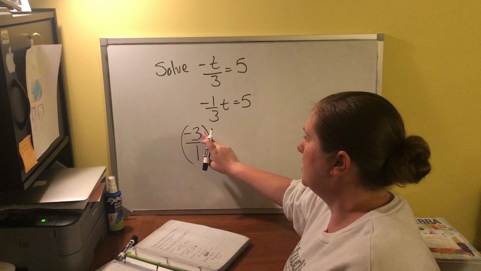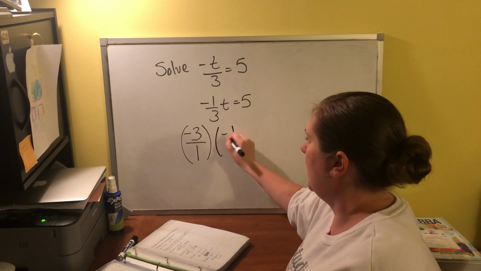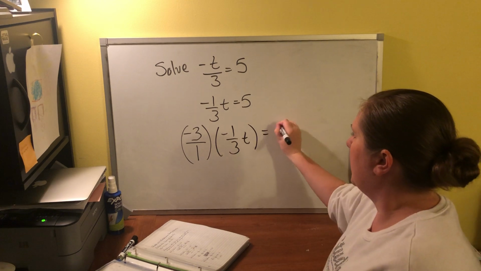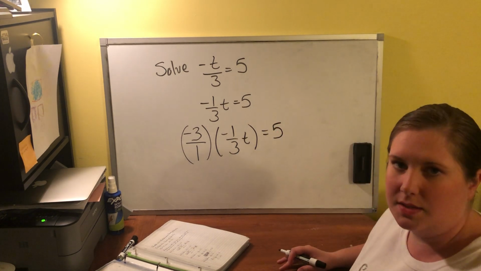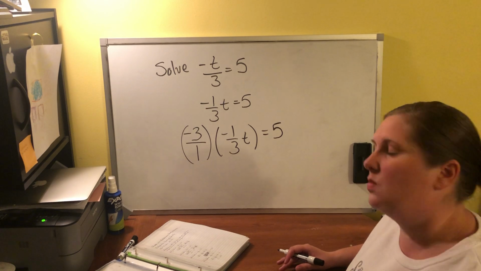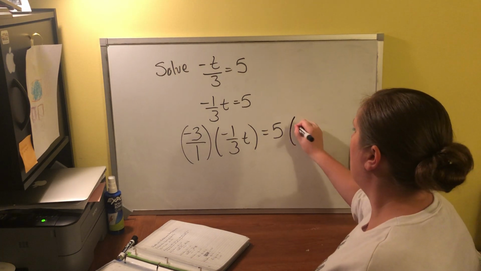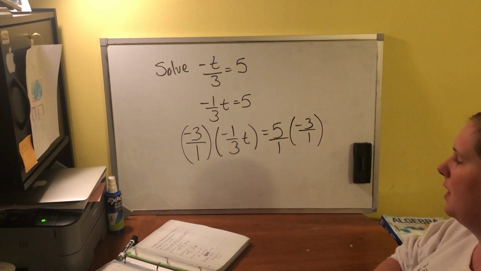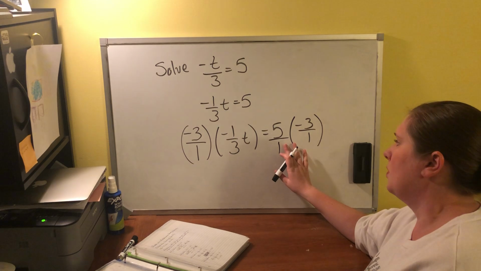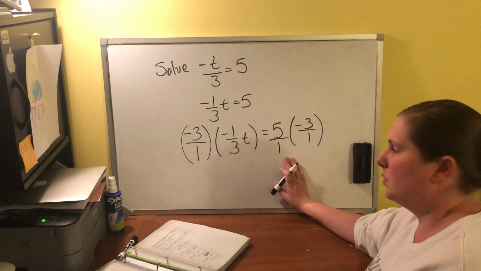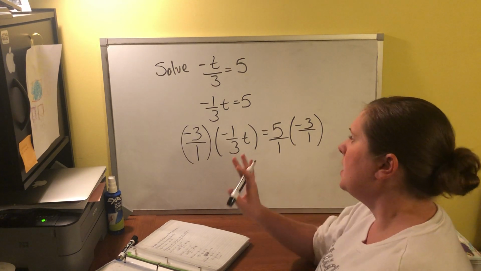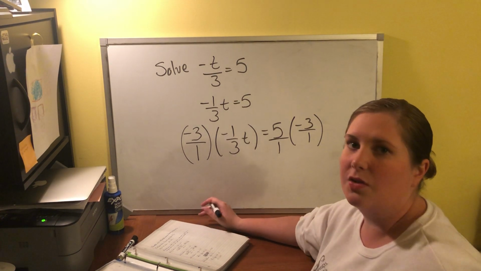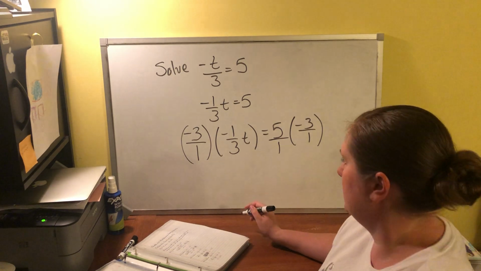So we're now multiplying negative 3 over 1 times the negative 1/3 t equals, but I have to do it on both sides. What I do to one side of the equal sign, I have to do to the other. So I also have to multiply both sides by that reciprocal. And I'm going to put the 5 over 1 to turn it into a fraction. Now we can go ahead and simplify. This is just multiplying two fractions together. We've done that. We did a whole chapter of this.